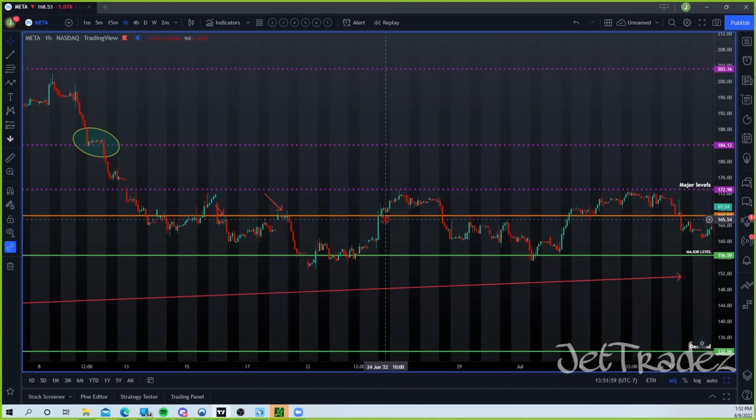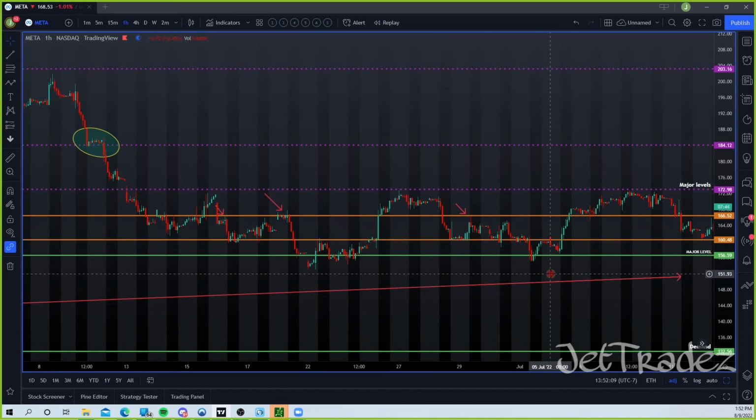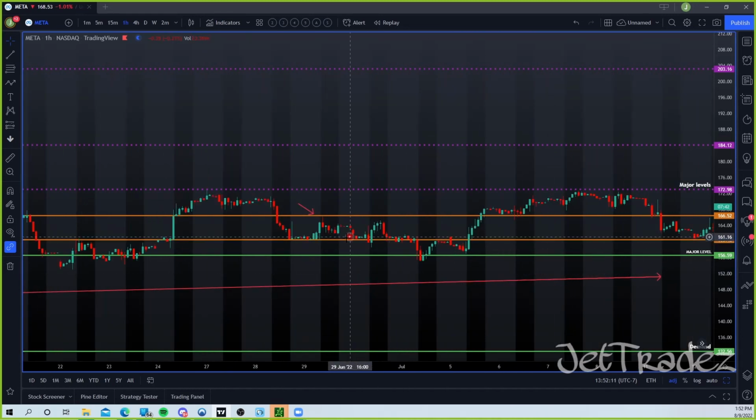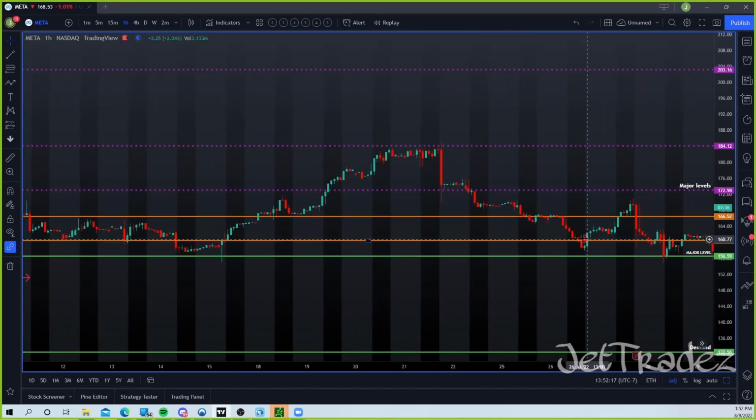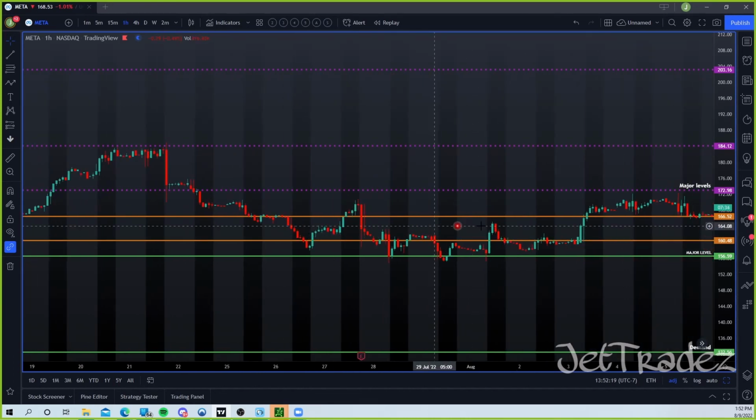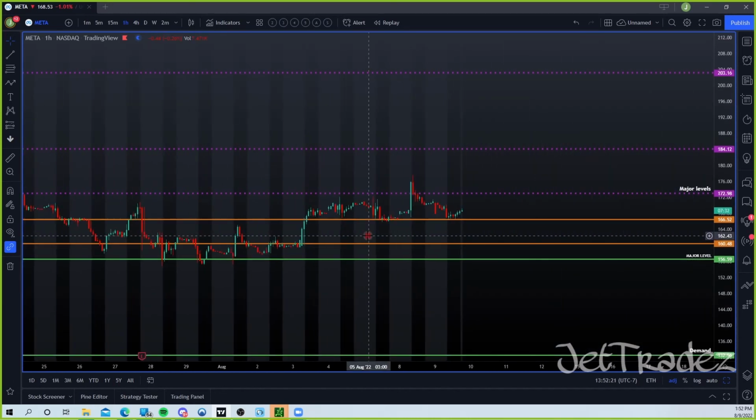Look, 1, 2, let's see, 3, 4. See, there's so many times. Every time it goes below, it tends to come back around here. That 160.48. See, 160.48 has been holding. 1, 2, 3. Buyers come in. Buyers came in. So those are big levels.